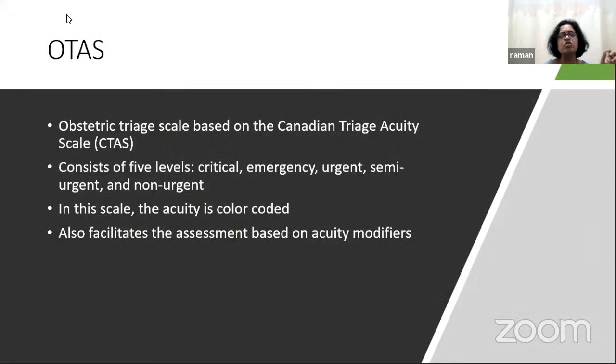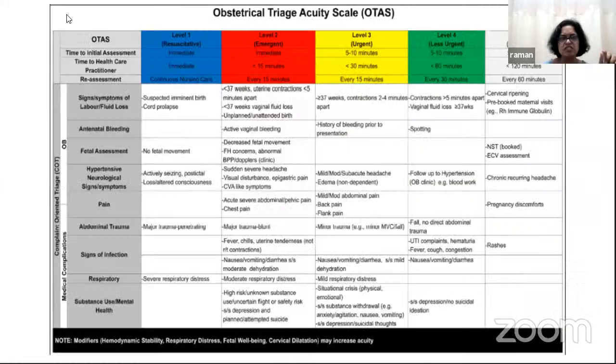So this was the first. This was an obstetric triage acuity scale, based on the Canadian triage acuity scale. Basically, they have five levels: level one, level two, level three, level four, level five. Level one is immediate care, where you want to see the patient immediately. Whereas if you go to level five, it's non-urgent, and you would want to see the patient within 120 minutes. All of these are color-coded, and they also give you the time before which they should be seen by the healthcare professional. It also tells about the reassessment criteria.